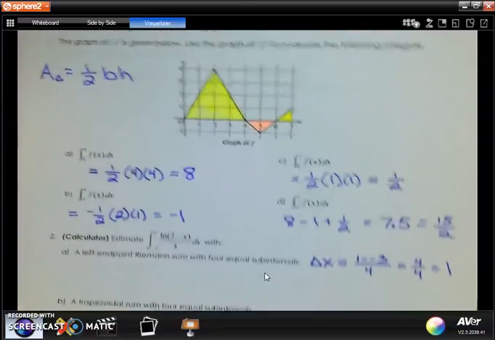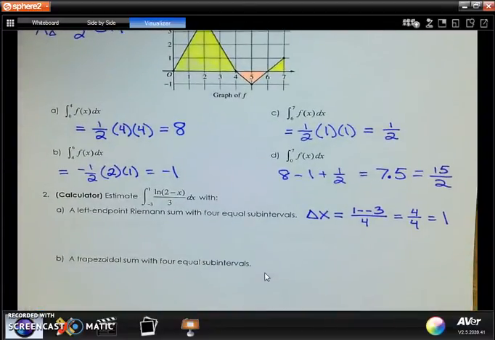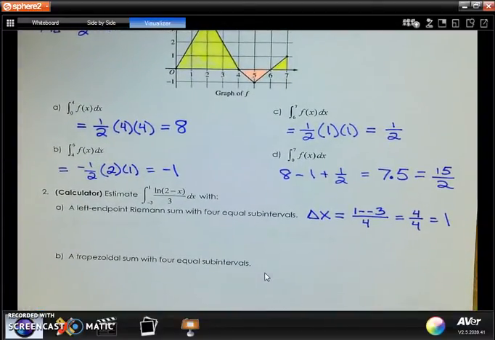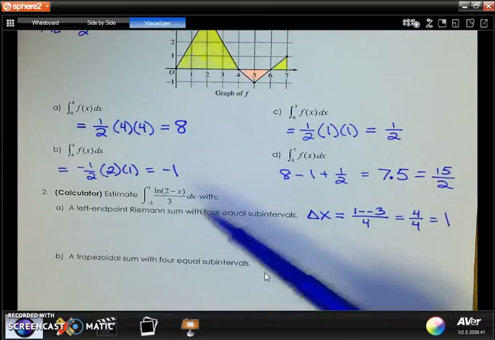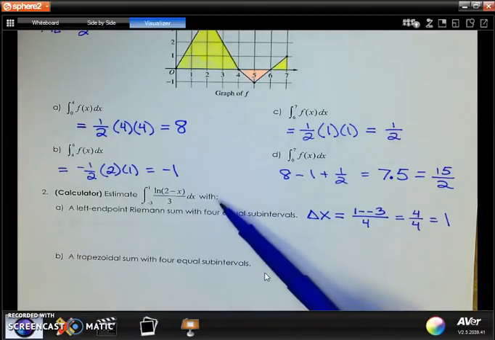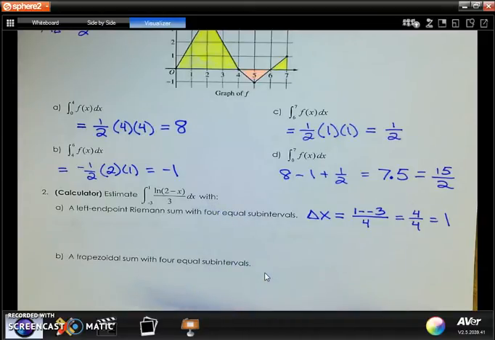All right, moving on to the next one. So calculator, estimate this. Now, keep in mind that your calculator is going to help you with the arithmetic on this problem. Your calculator can help you find the exact value of that. But if it asks you to calculate with the left, right, or midpoint, it's more just to help you with the arithmetic.